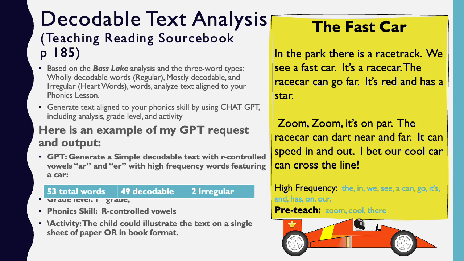An activity that I could have my students do is illustrate the text on a single sheet, or I could put it in a book format. I might even ask them to group the words by the R-controlled vowel, or I might ask them to write down what words are, I guess I don't even know right now what the other word would be. See, you have to have an explicit lesson plan. But there are lots of activities that you could do.